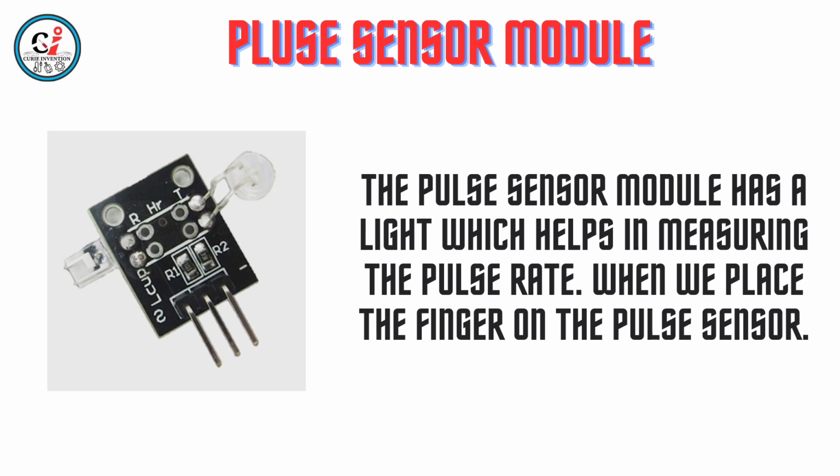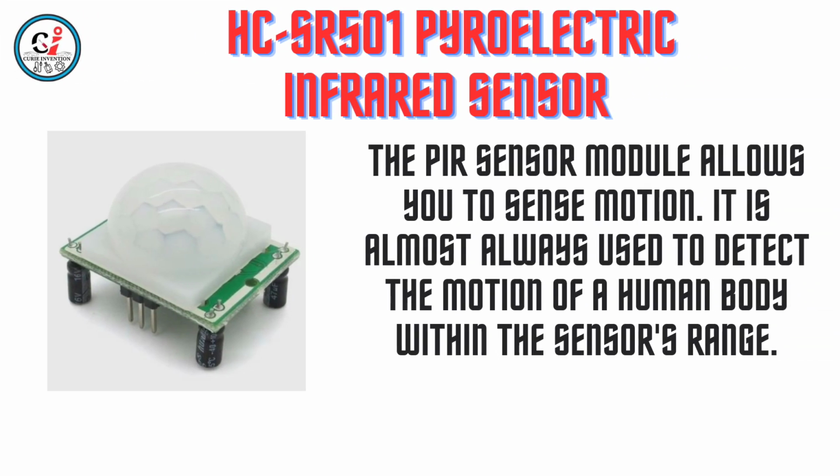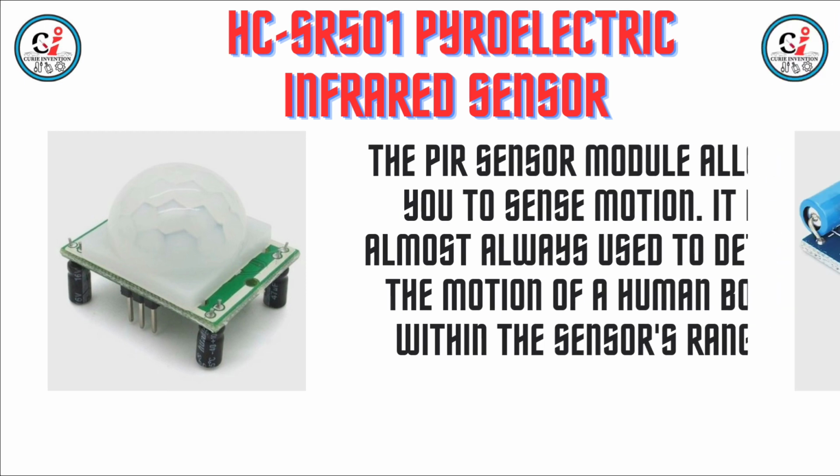Pulse Sensor Module. The pulse sensor module has a light which helps in measuring the pulse rate. When we place the finger on the pulse sensor. HC-SR501 Pyroelectric Infrared Sensor. The PIR sensor module allows you to sense motion. It is almost always used to detect the motion of a human body within the sensor's range.